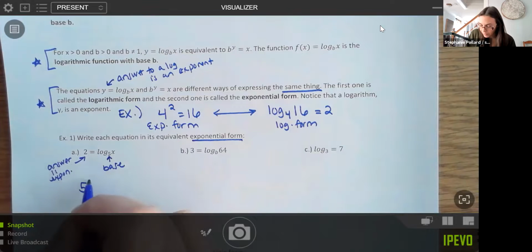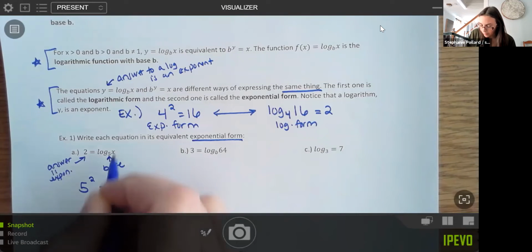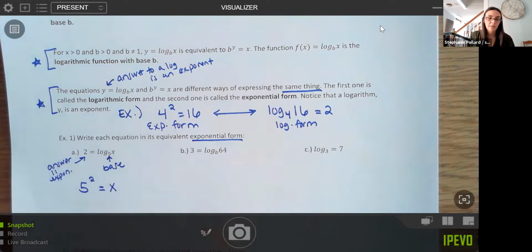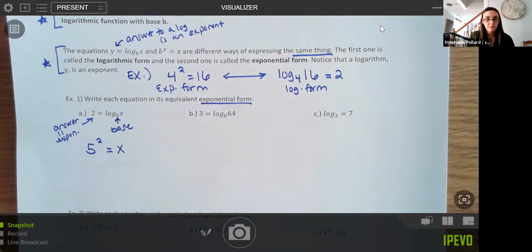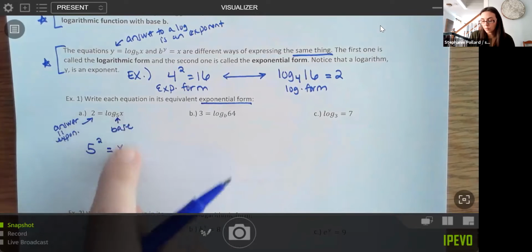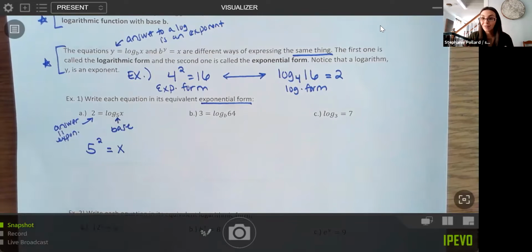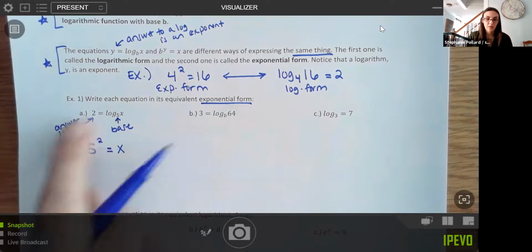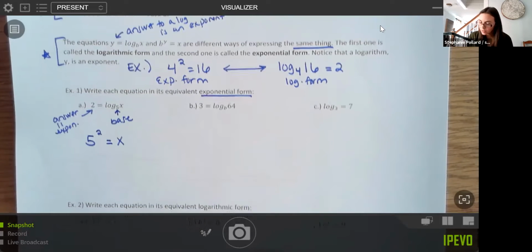So this would be 5 squared, and then the other value is just your other side, equals x. Now, this one doesn't ask us to keep simplifying, but obviously if you wanted to, x would now be 25, right? You could actually solve that. But here we're just changing over the forms. So let's try this one.